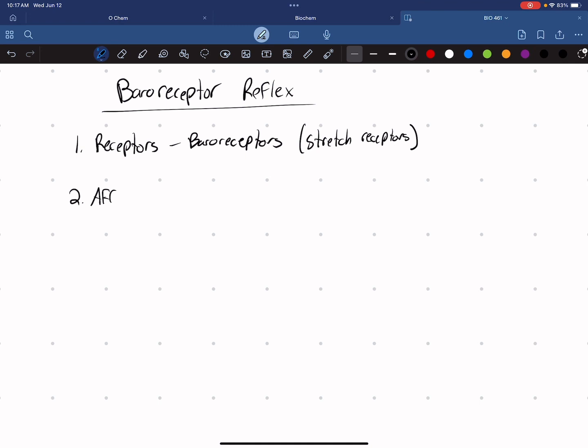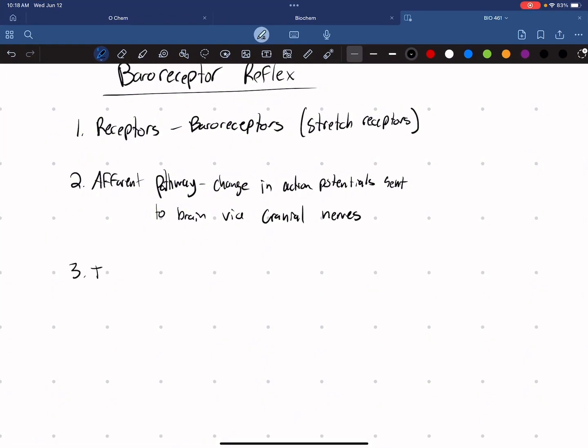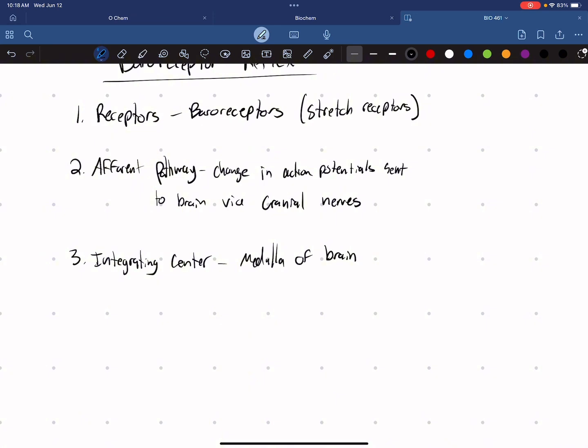So the second part, we have the afferent pathway. And so the change in action potentials due to these stretch receptors will be sent to the brain via cranial nerves. Third, we have the integrating center, which in this case is the medulla of the brain. And here we have cardiovascular centers that work to regulate the strength of contraction and frequency of action potentials that are being received.